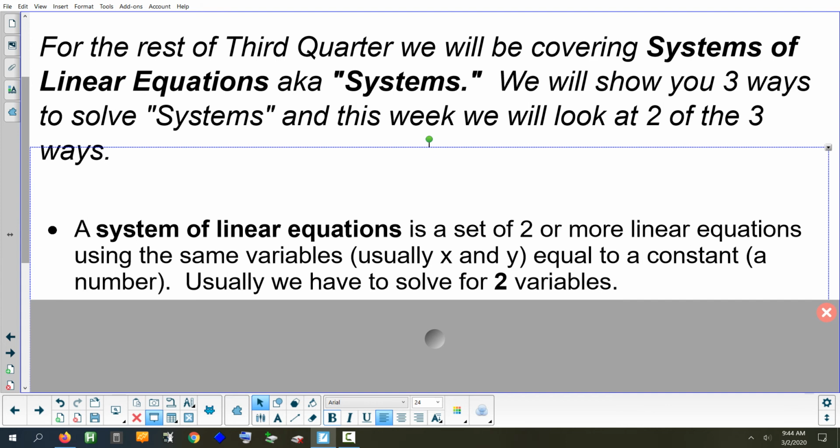The last blank you have to fill in says usually we have to solve for 2 variables. In fact, I think pretty much every problem we do in here, you're going to be solving for 2 variables. But when you get to Algebra 2, you might solve for 3 variables, or 4, or more. When you get above 2, it starts to take significantly longer, depending on how many variables you're going to solve for.